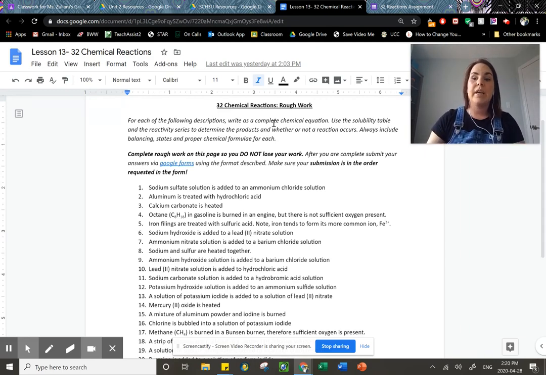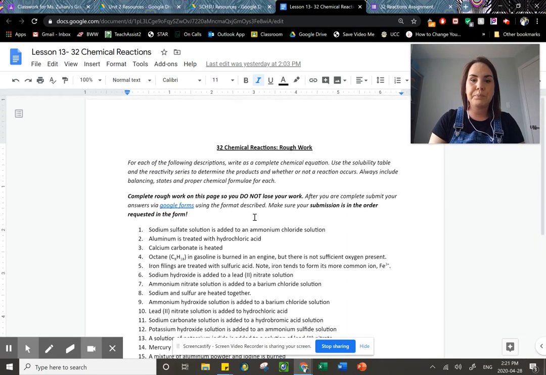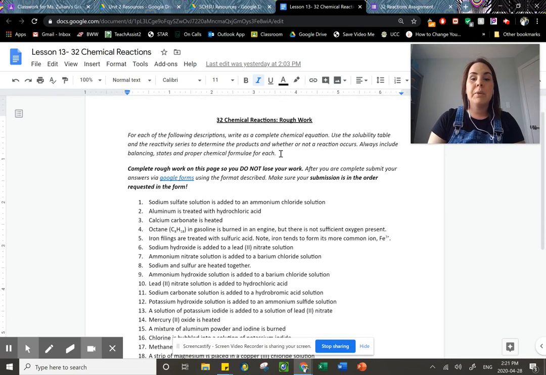If something happens with your internet or your computer dies or something happens and you're halfway through the assignment, you're at question 20 and you lose all that work, the only way you can guarantee that you don't lose all that work is if you don't directly put your answers into the form, but you put them into your rough work.